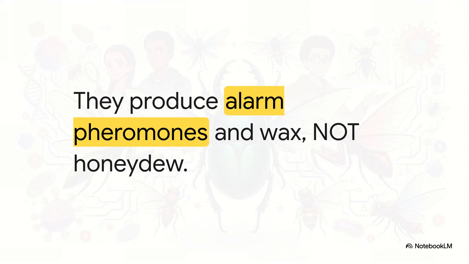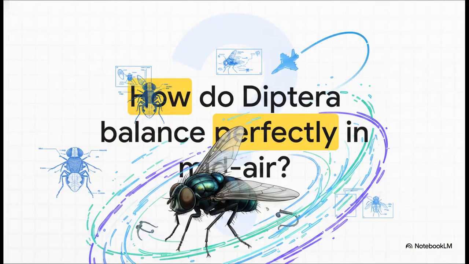Actually, scratch that. Honeydew comes from the digestive tract. Those cornicles are twin exhaust pipes dedicated entirely to chemical defense. They pump out alarm pheromones and sticky, waxy fluids to blind and distract predators like ladybird beetles. Don't mix those up. Next up, let's talk about the true flies, order Diptera.